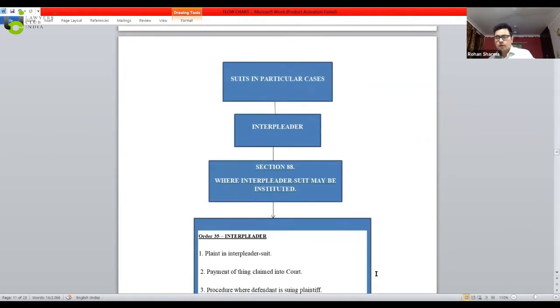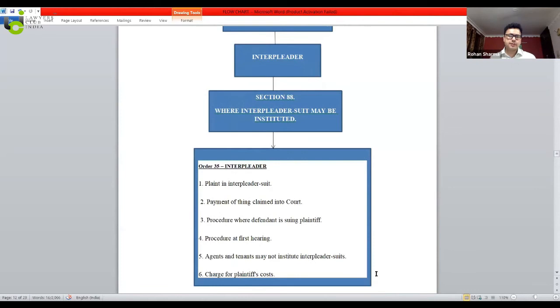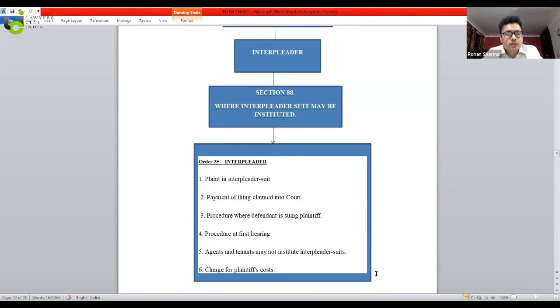Okay. Interpleader suits. Now, this specific section and Order 35 deal with interpleader suits. Interpleader suits are suits wherein two persons have a conflicting claim against a third person, and the third person is okay to part with the property or to give the claim, but he is not sure as to whom he should be giving that specific claim. Let's say there are three people A, B, and C. Now B and C have a common cause of action against A. B says that he has the rightful cause. C says that he has the rightful cause.